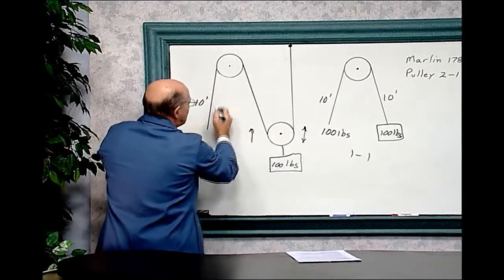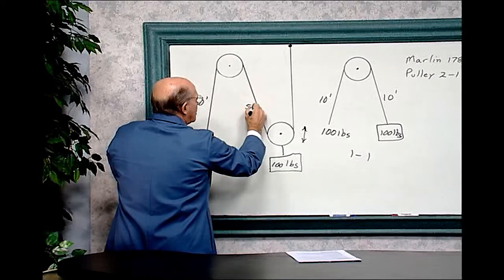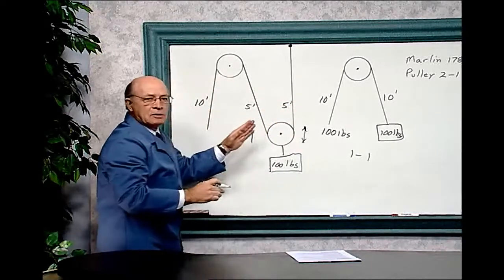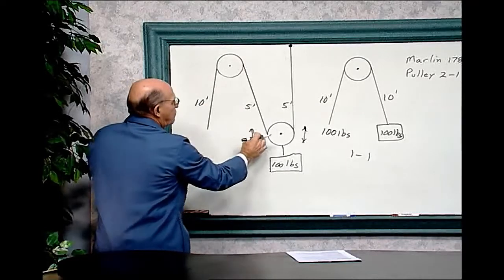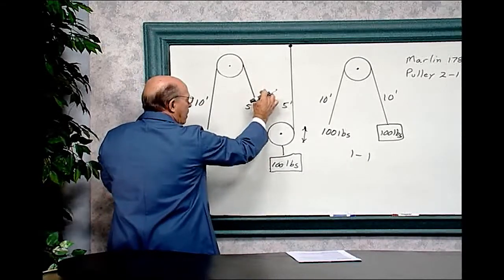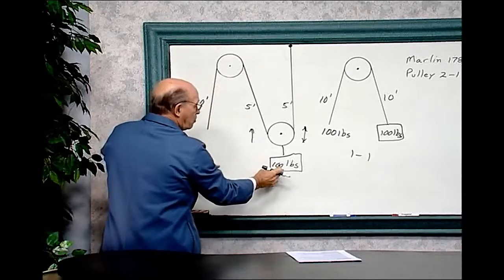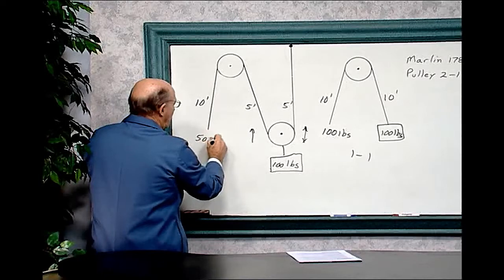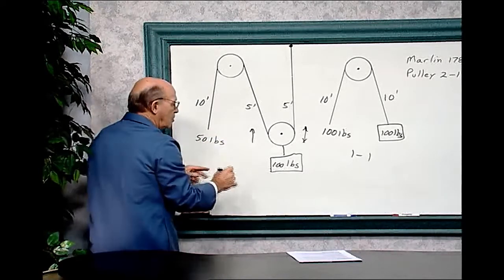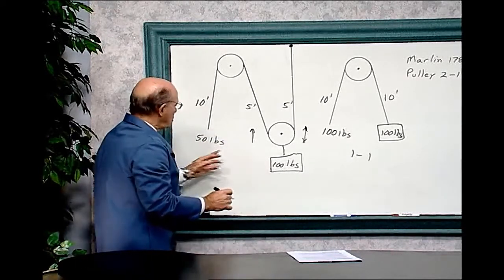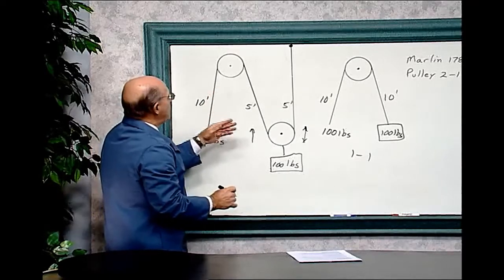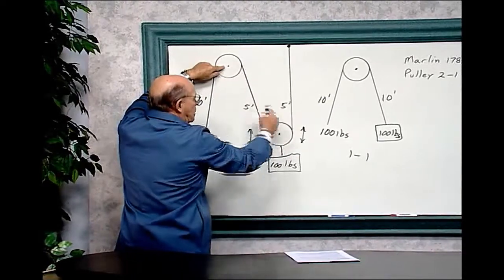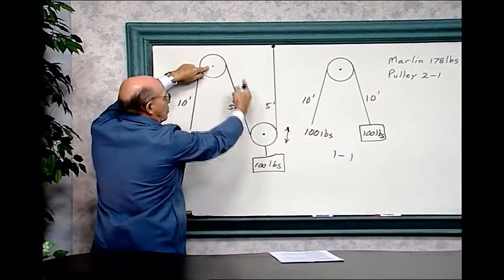But if you pull this 10 feet, 5 feet moves over on this side and 5 feet over here. So it's half the amount. If you pull 10 feet, this will go up 5 feet. So because of that, instead of you pulling 100 pounds, you pull only 50 pounds, half as much. So you divide this 100 by 2 to get 50 pounds. So that's a 2-to-1 pulley. This is fixed. This is fixed. This pulley is fixed. This one moves up and down. When you pull here, this will go up.